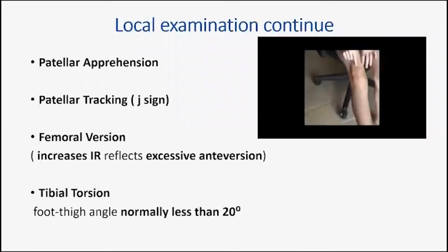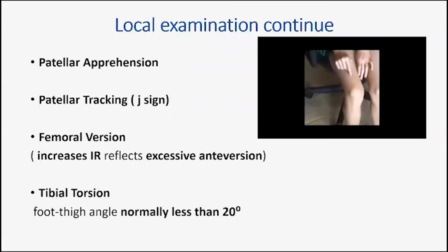Local examination also includes patellar apprehension and patellar tracking. You can see the J sign on the video, and the femoral version is very important. Excessive anteversion is also an important risk factor. Tibial torsion is present when the foot-thigh angle is more than 20 degrees in the prone position.